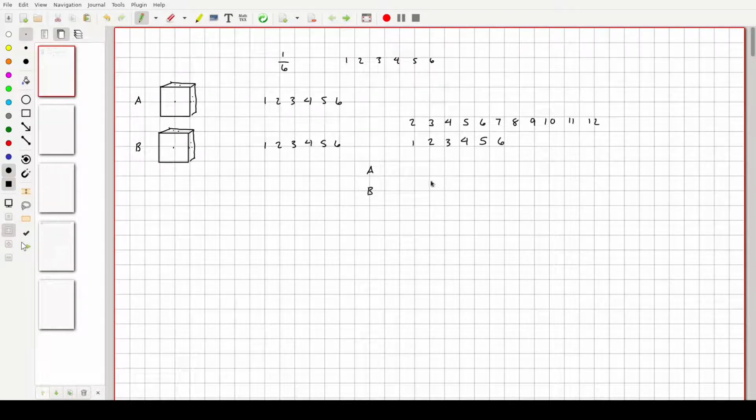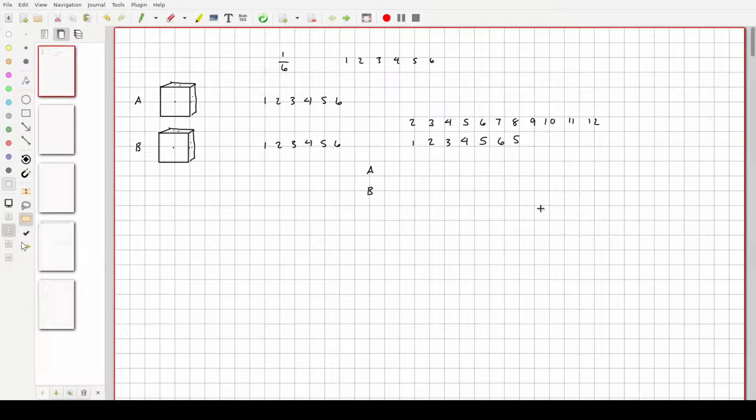An 8, well, that's a little more complicated. I could get a 6 and a 2, a 2 and a 6. I could get a 5 and a 3, a 3 and a 5. Or they could be both 4. 1, 2, 3, 4, 5. Okay.